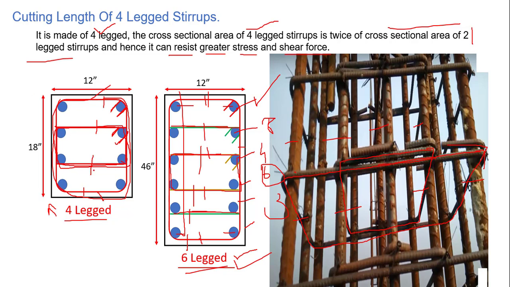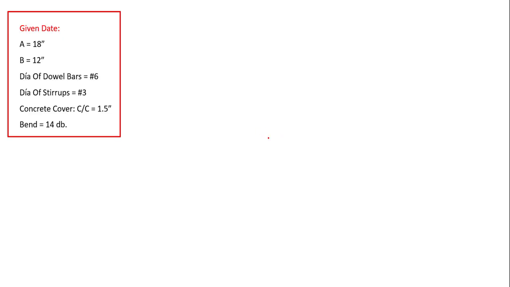Now in 4-legged, the first one is easy, as we found out earlier, the rectangular stirrup. But the important thing is to find out the cut length of this stirrup. If you can find out the cut length of this stirrup, you can find out the cut length of any of the stirrups, like the internal stirrup, this one, this one, this one. So let's take an example over here.